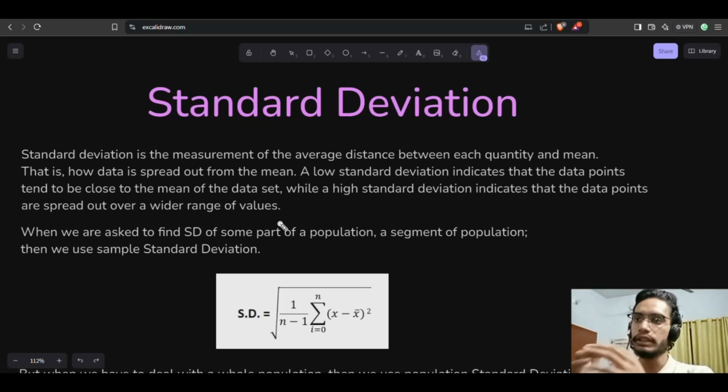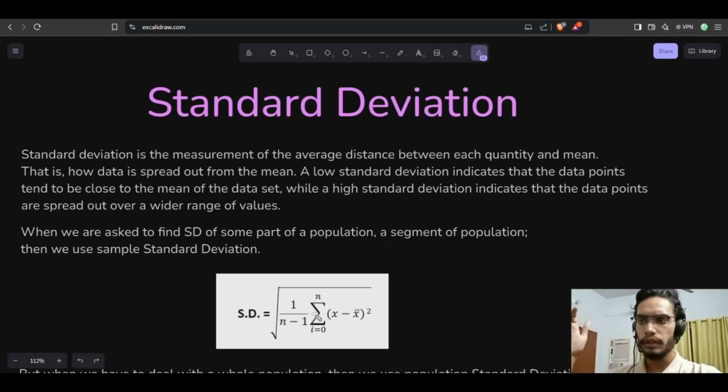So you can say that the data points are spread on a large scale. But if the standard deviation is low, then we can say that the data points are on a low scale. Now, there are two variations of the standard deviation. When we are asked to find the standard deviation of some part of the population, not the total population, then we use the sample standard deviation.